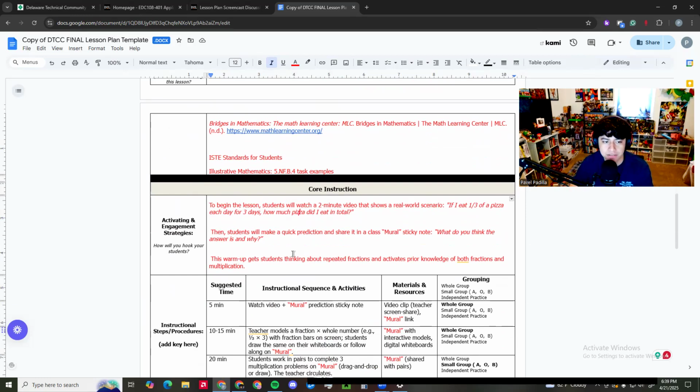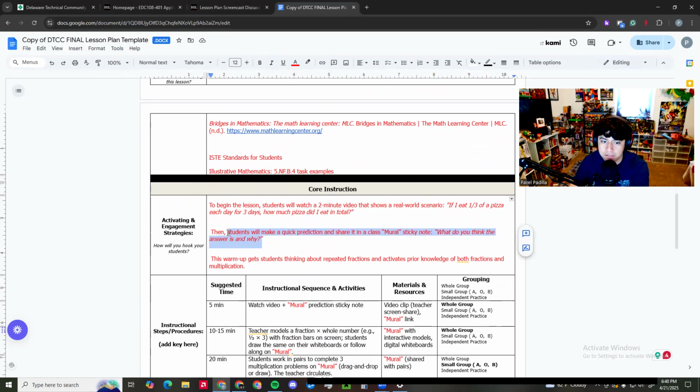Activating and engagement strategies. To begin the lesson, I will try to show a video of real world scenarios. For example, if I eat one third of a pizza each day for 3 days, how much pizza will I have in total? Essentially, one third times three. Then students will make a quick prediction on the Mural.